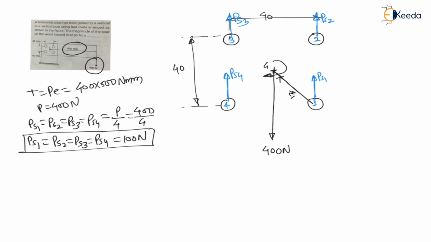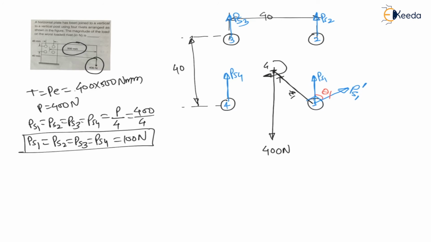And to this radius, if I draw a perpendicular force to the radius, like this, and this force must create movement in the anti-clockwise direction, then this force I will say PS1 dash, which is nothing but secondary shear load on rivet 1. Now this load is creating anti-clockwise torque to balance this clockwise torque. Similarly, on rivet 2, let the angle between PS1 and PS1 dash be theta 1.